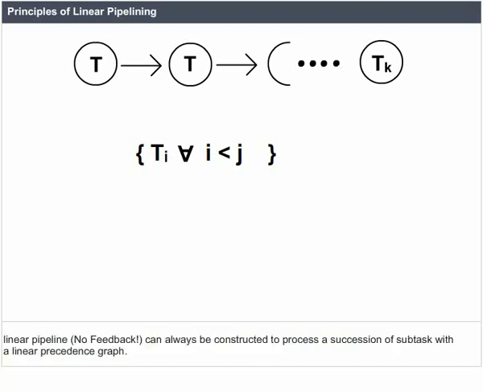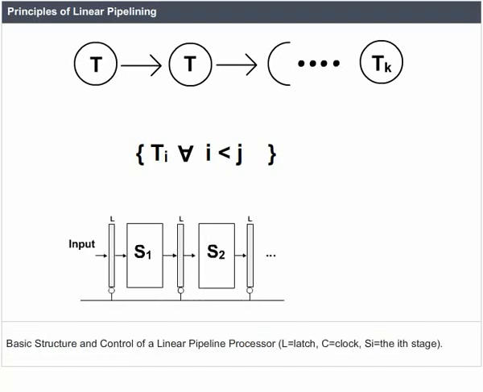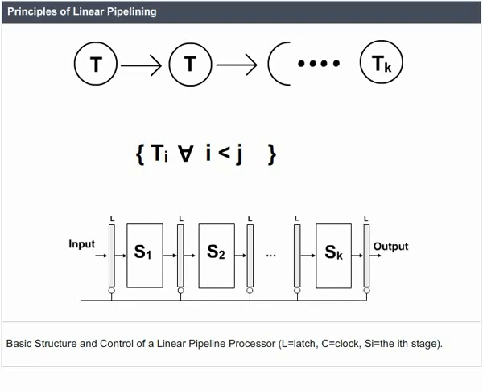A linear pipeline, with no feedback, can always be constructed to process a succession of subtasks with a linear precedence graph. Basic structure and control of a linear pipeline processor. L stands for latch, C for clock, Si the ith stage.